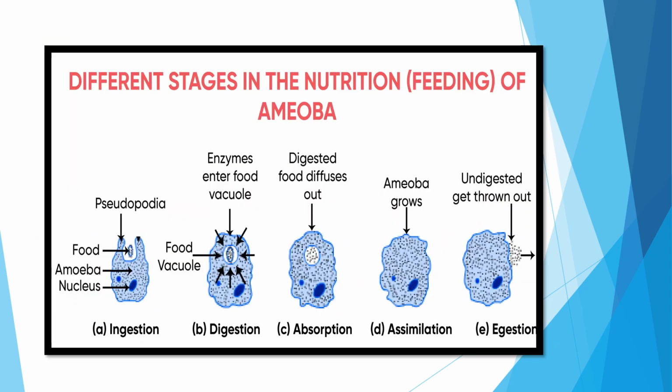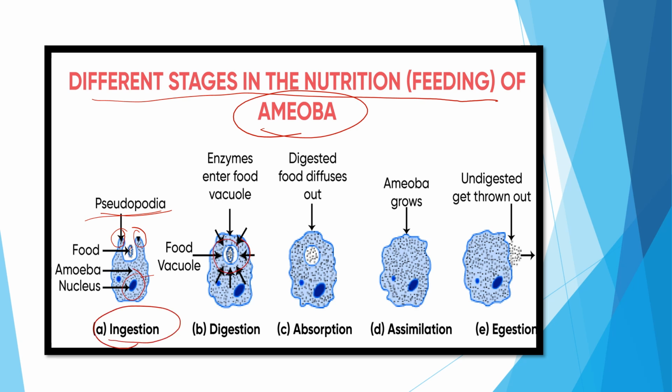Now here let us see, these are the different stages in the nutrition or feeding of amoeba. So what is happening first? I have told you that whenever an amoeba sees food, it will try to engulf the food with its false feet or pseudopodia. Right? So this is the food particle. Now this is the amoeba and this is the nucleus here. Now a food vacuole is formed here. The first process here is called ingestion, when it is ingesting the food.